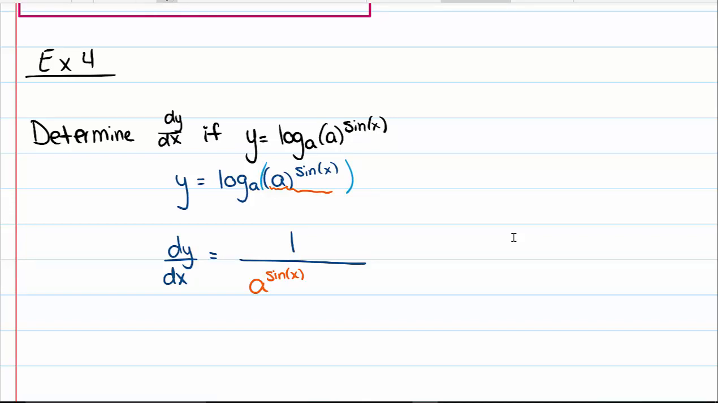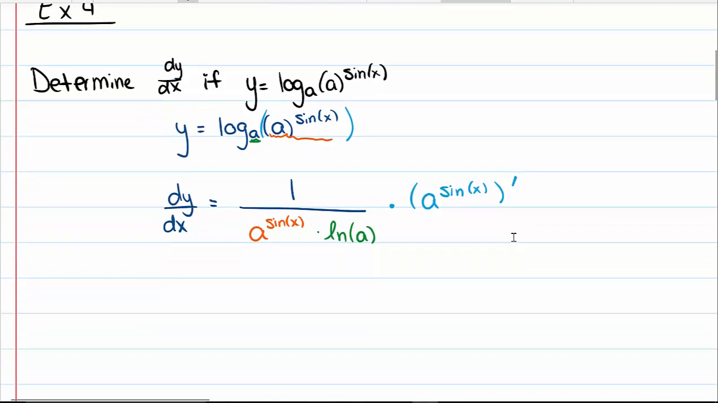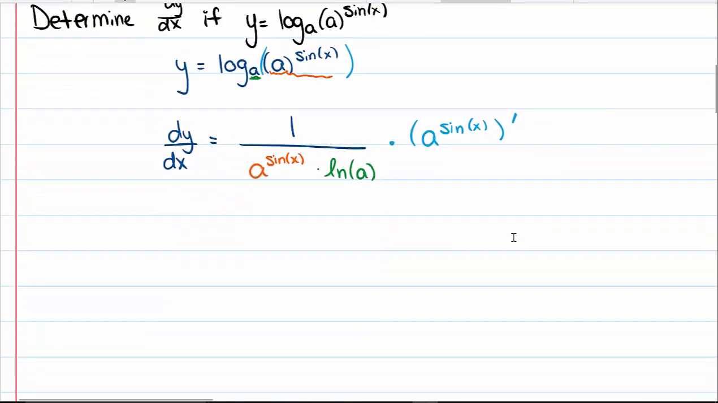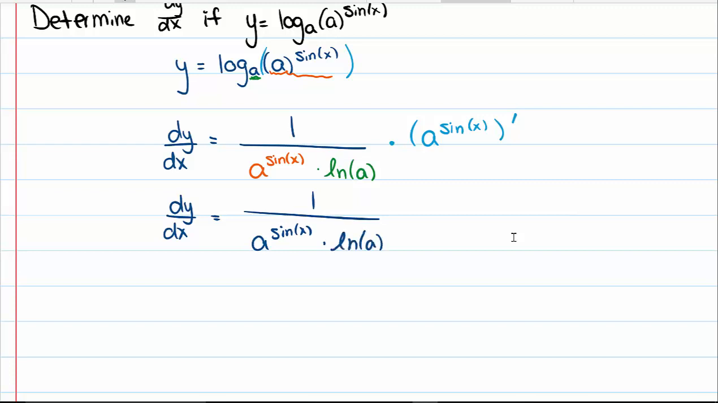times ln of the base. Now what we need to do is multiply the whole thing by the derivative of the inside piece. Okay, so that's applying the chain rule. So here we go, we get dy dx is equal to 1 divided by a to the power of sine of x times ln of a.